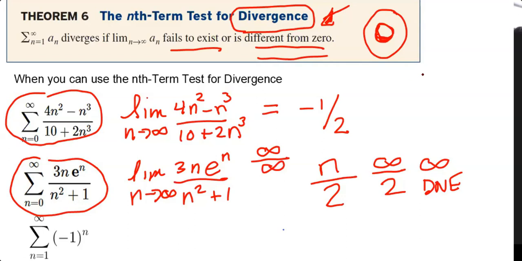As long as we don't get 0, we're going to be okay. If we get 0, then we're not going to be happy, because that's going to be inconclusive. Okay, this last one.